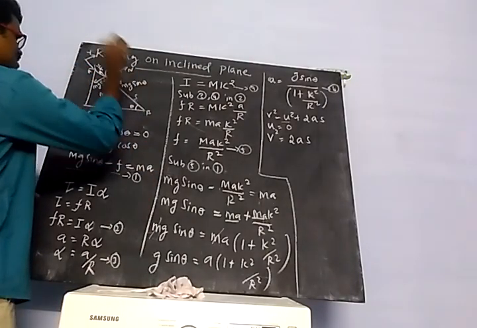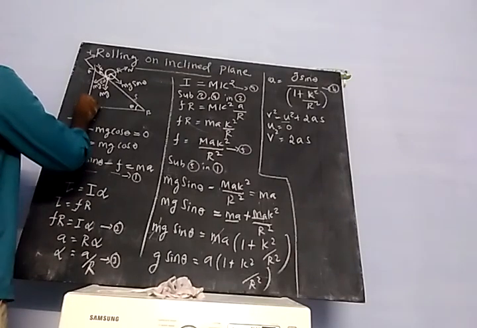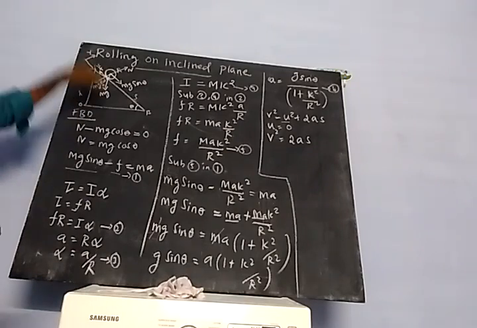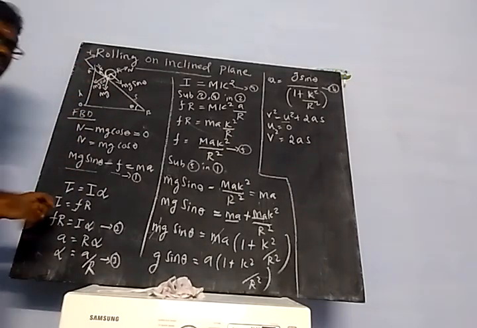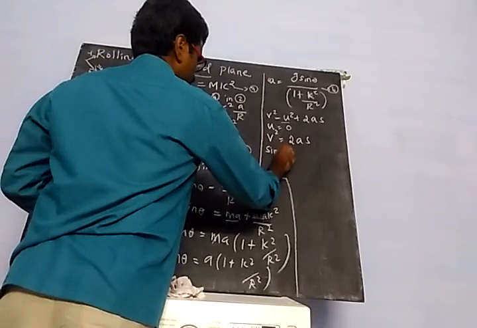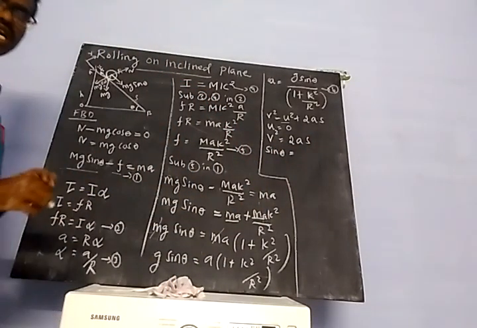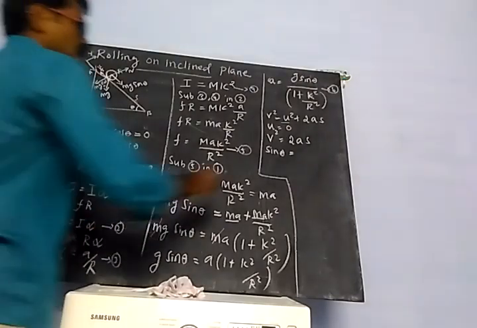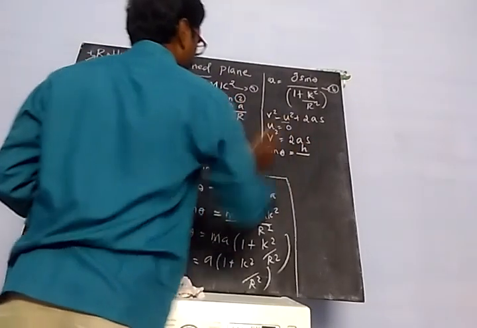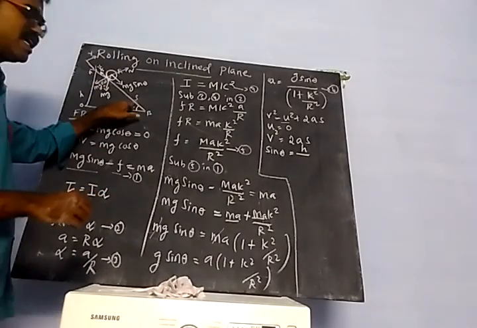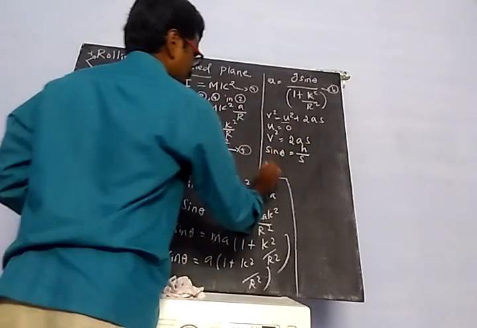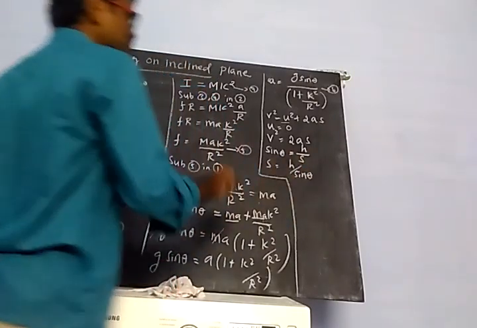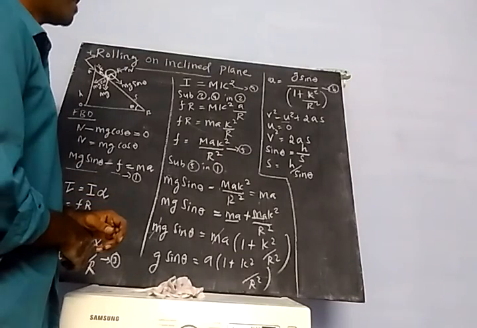This is the s and this is the height. OA is considered as the height, how much height the object is moving. So you have to calculate sin theta. Sin theta is equal to opposite side by hypotenuse. The opposite side is h and the hypotenuse is s. So sin theta is h by s. Then s is equal to h by sin theta.